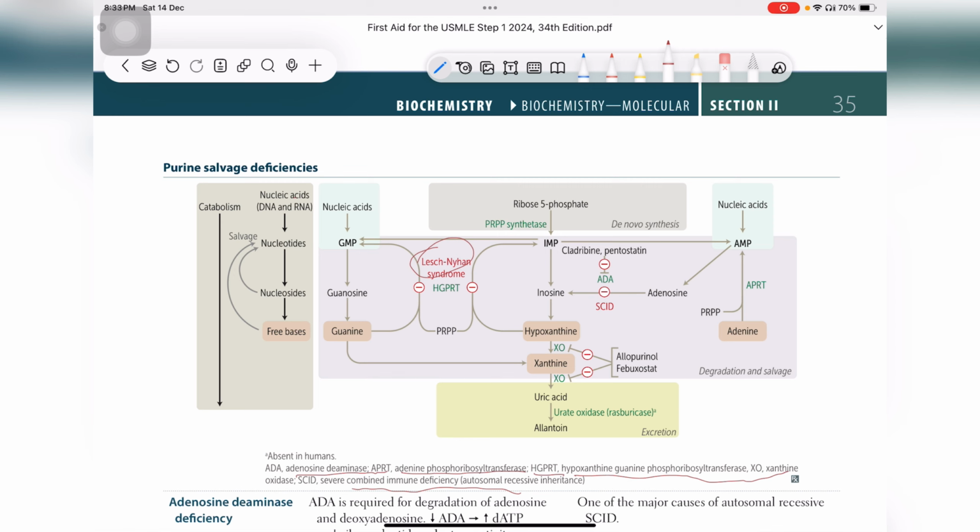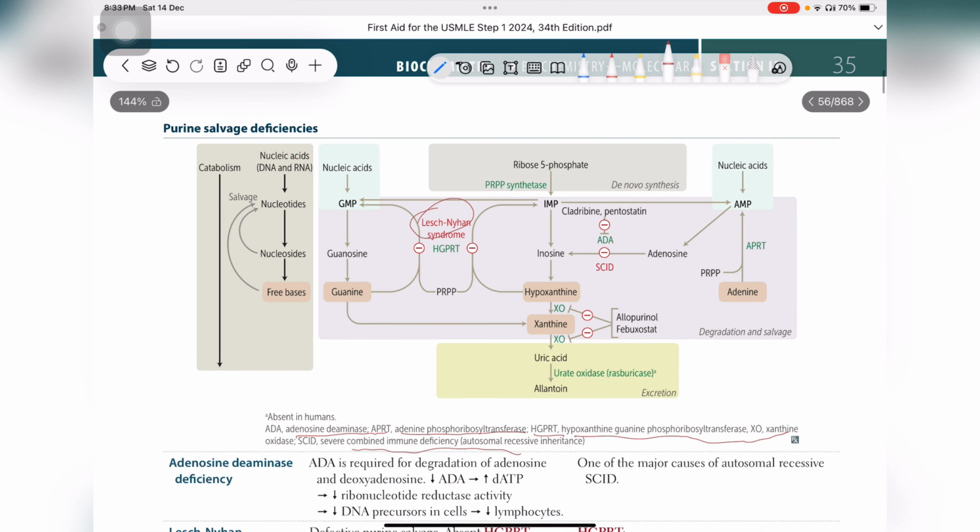The classic thing in Lesch-Nyhan syndrome is that there will be peripheral biting. The child bites his own fingers. And these are adenosine deaminase deficiency, which causes SCID, which is the most common. It is autosomal recessive, and we have another form of SCID, IL-2 receptor deficiency, which is X-linked recessive. So these are the two forms, and the X-linked recessive is the most common form.